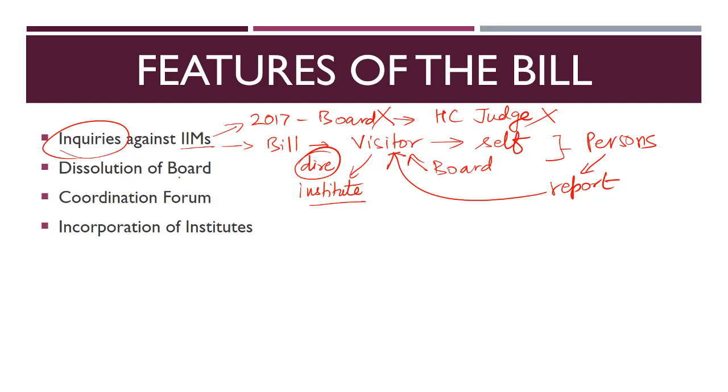Then if the board needs to be dissolved, in that case the central government will have the power to dissolve or suspend the board. If such an act is done, that is, the Board of Governors is dissolved, then an interim board will be constituted by the government, which will function for either 6 months or till the time a new board is constituted.